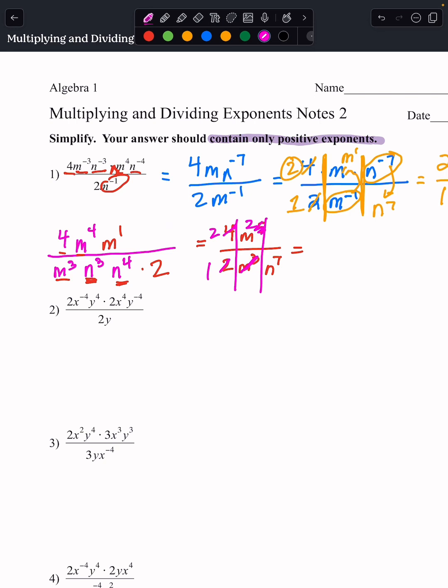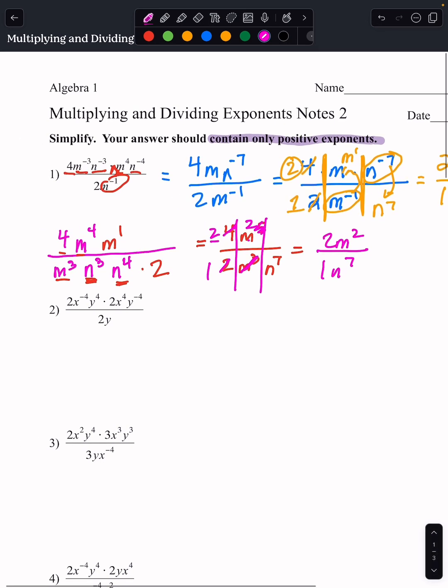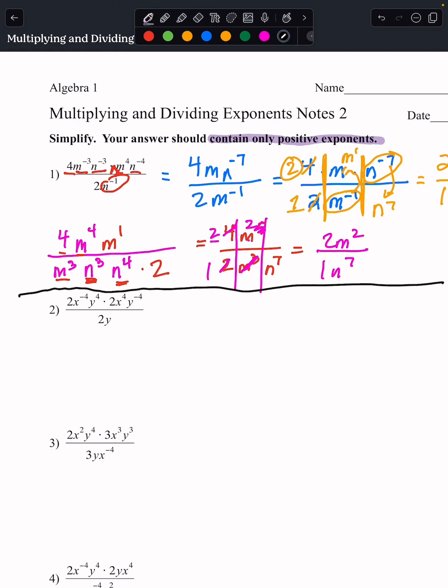So I got 2m squared, and I have 1 n to the 7 on the bottom. It's the same exact answer. It just depends on how you want to do it first. I always recommend that you combine like terms first. Okay, so let's put that line there, and let's go ahead and combine this.